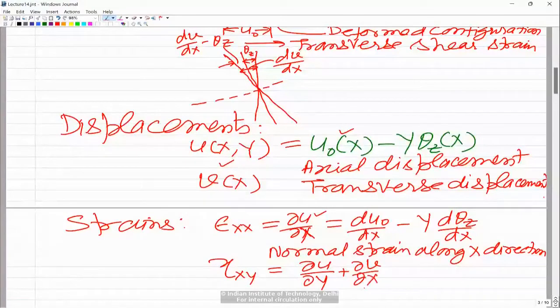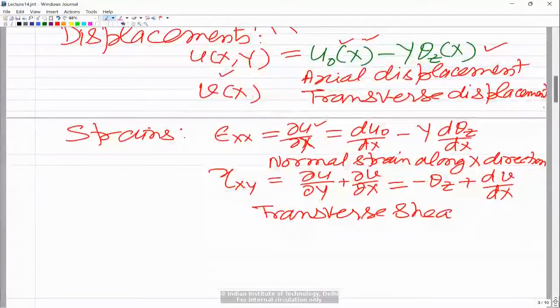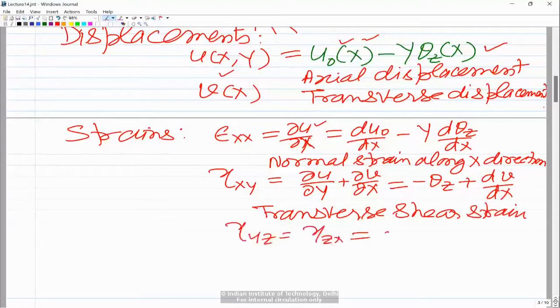Now if you put the value of del u by del y, this is the expression for u. This is only a function of x, so its derivative with respect to y will be 0. So only we will have this term, which will be equal to minus theta z, and v is only a function of x, so we will have dv by dx. This is known as the transverse shear strain. And of course the other shear strains, gamma yz and gamma zx, are 0.